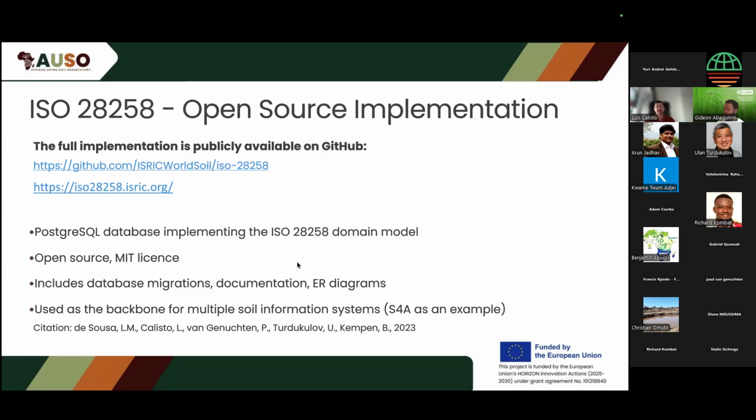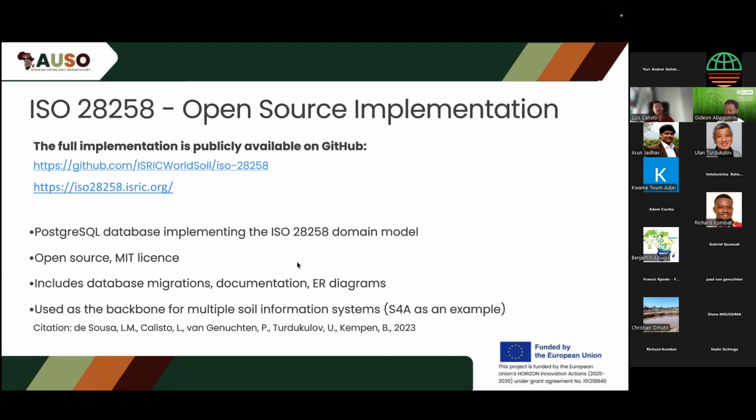Basically, this implementation has all the documentation, diagrams, and database migrations. This is something that is evolving. This is not fixed. If you have issues, you can create issues, etc. We are continuing making it better and better.